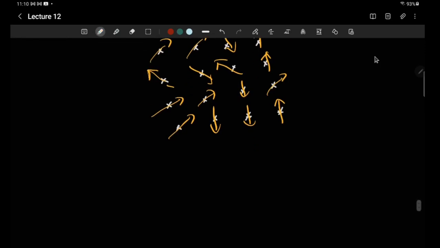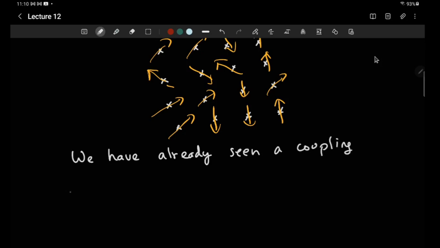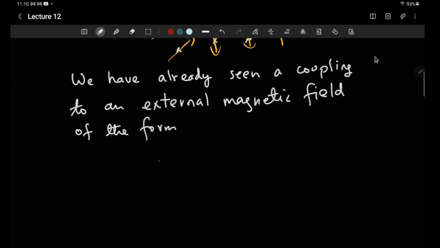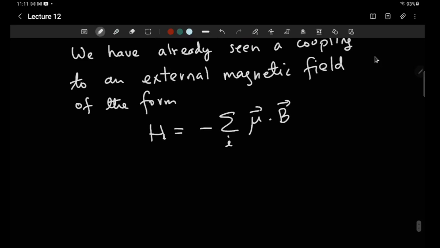But this is the picture that we have, and the idea is that we already know one Hamiltonian. We have already seen a coupling to an external magnetic field, of the form, okay, this is just a sum over i, which runs over all spins, so here over the lattice, of something which we'll write like this, mu dot B. Right, we have seen this, and we even computed the partition function. But the thing is that this Hamiltonian cannot explain, for instance, ferromagnetism and things like that. So we will need something more. So we'll modify this.